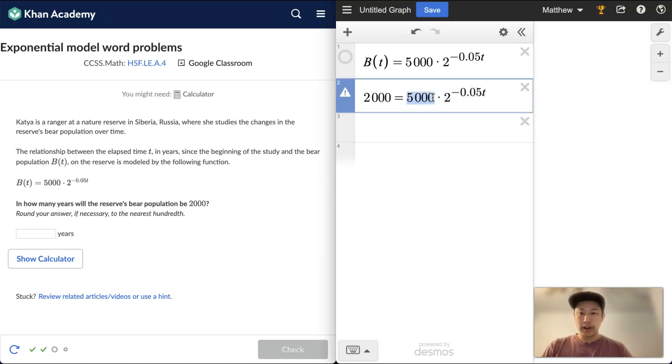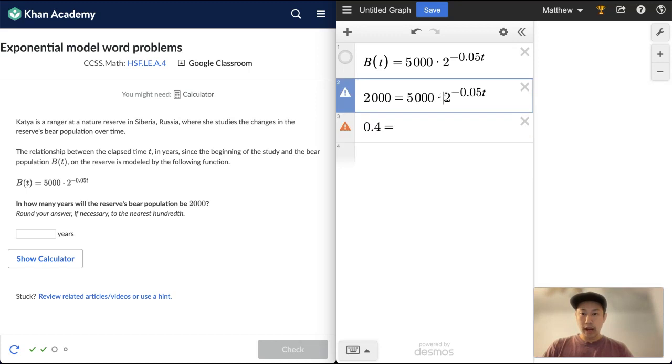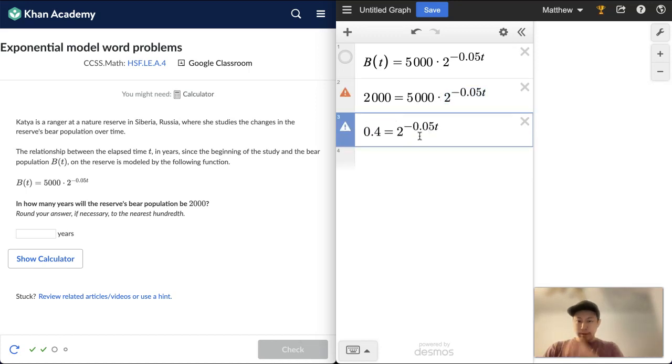So first thing I need to do is divide both sides by 5,000. So what is 2,000 divided by 5,000? 0.4. We'll leave it as a fraction. So the left side turns into 0.4. 5,000 goes away on the right side, and we're left with your exponential term.